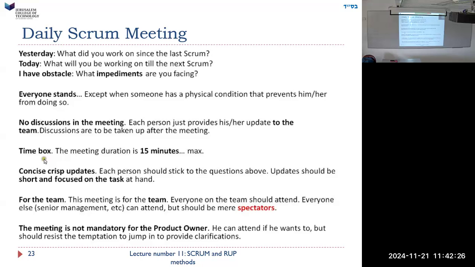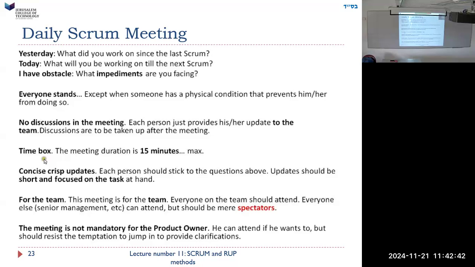Except when someone has a physical condition that prevents you from doing so. Right. If you have a person who is a dolphin, needs to be in a tank of water, he can't stand. Or he's in a wheelchair.